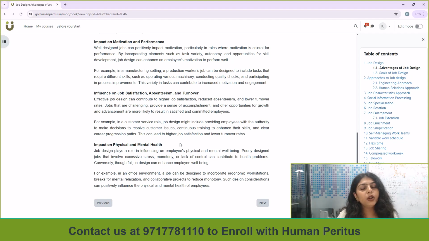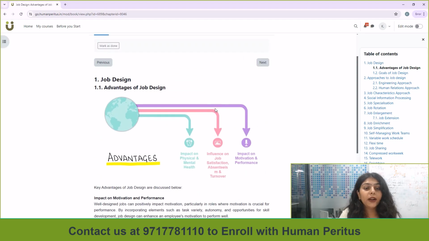Then we have impact on physical and mental health. Jobs that are not structured, or not designed nicely or organized, often involve a lot of stress. So while designing, if you did not think of the job and how it can affect this employee's physical health as well as mental health, if you did not streamline your workflow and did not structure your equipment and everything, you could have a lot of health hazards in the job. So impact on physical and mental health. Those are the advantages of job design.